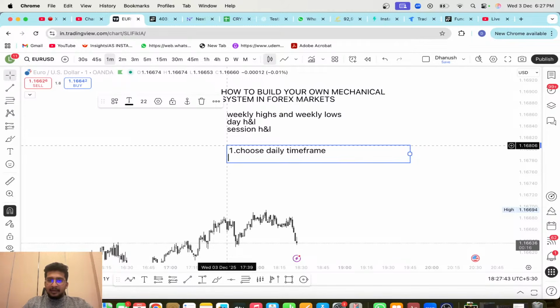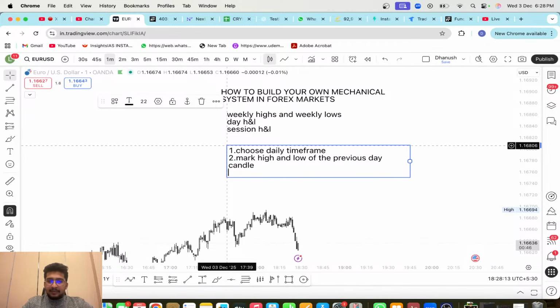Choose daily time frame. Second step is what we are going to do. Mark the highs and lows of the levels. Mark the highs and lows of the previous daily candle. Mark high and low of the previous day candle.